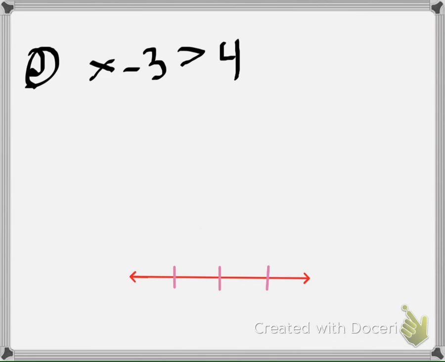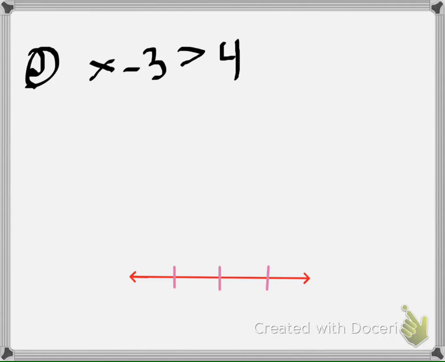Okay, number 2. First thing is copy down x minus 3 is greater than 4, and copy down your number line. Now this time I'd like you to pause this and do the whole thing. You know how to get the x by itself in this situation. So go ahead and pause this and then start it again when you're done.